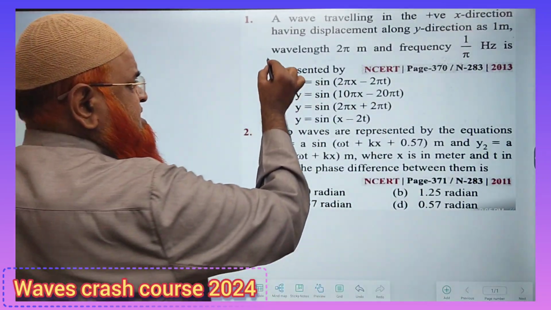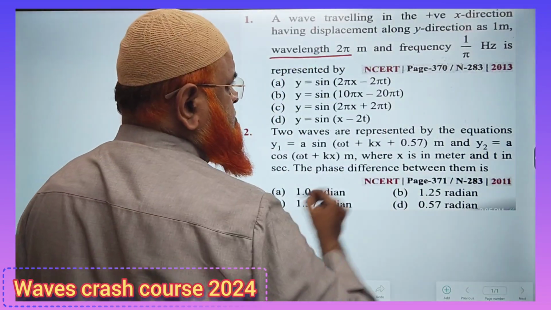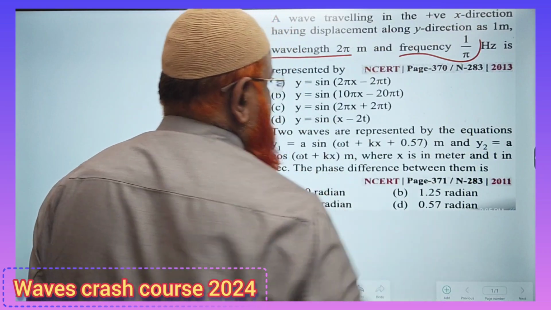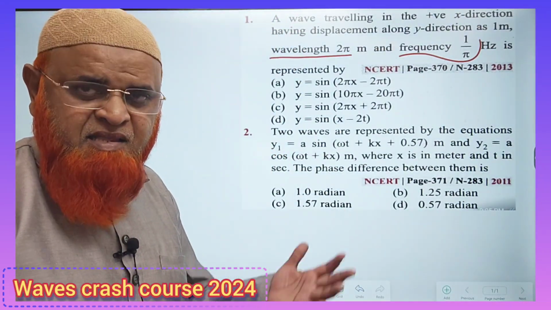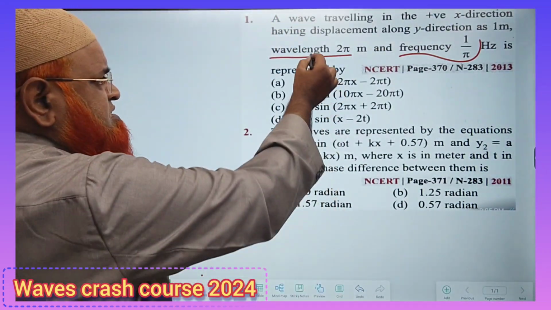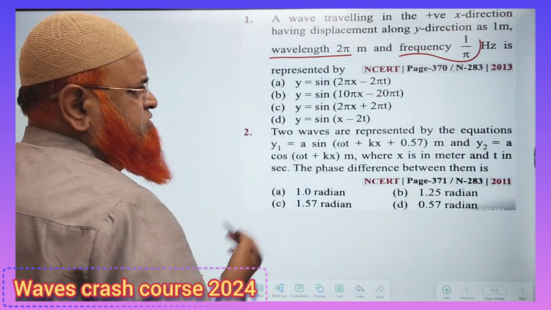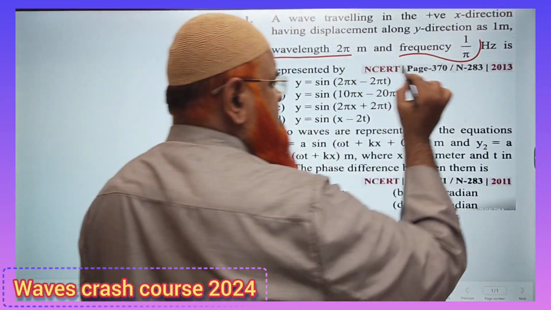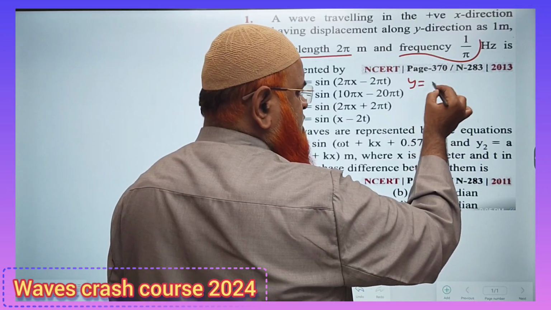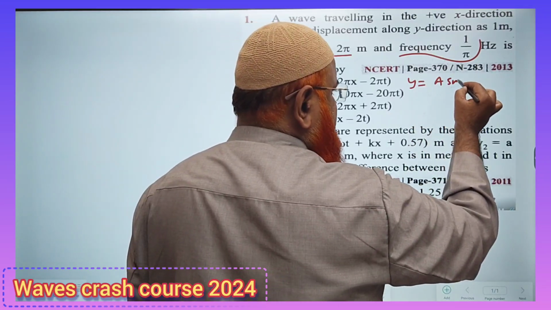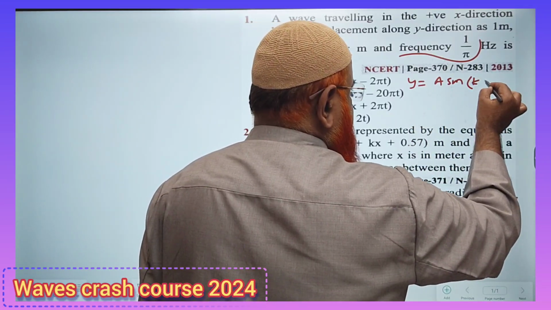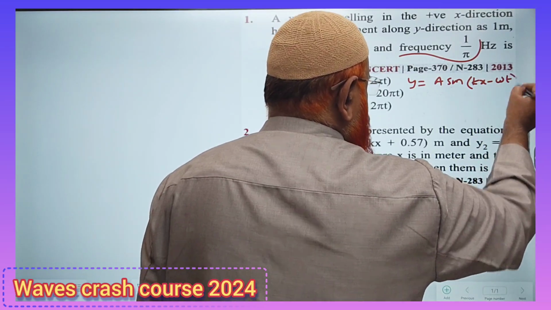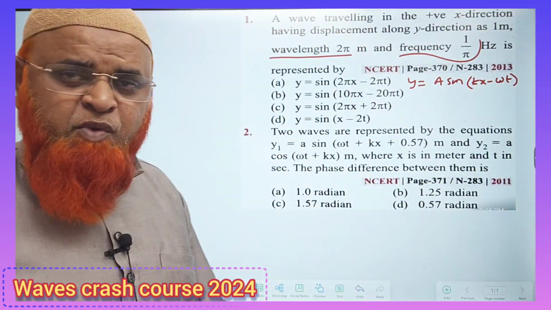How can you find that? He has given the wavelength as 2 pi and the frequency as 1 by pi. Then let us see ahead. So what is this wavelength? How can you find the wave equation using this? You know the general form of writing the wave equation is y is equal to a sine kx minus omega t.